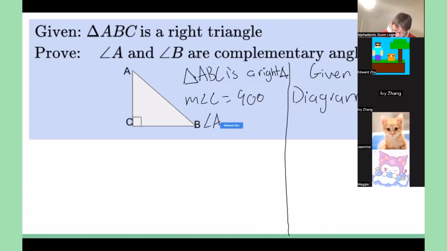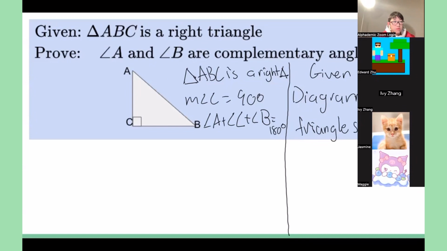Next up, we would have to say angle A plus angle B. We ran out of room there. Angle A plus angle B plus angle C equals 180 degrees, which would be what we just talked about, the triangle sum theorem, which states that the angles of a triangle add up to 180 degrees.